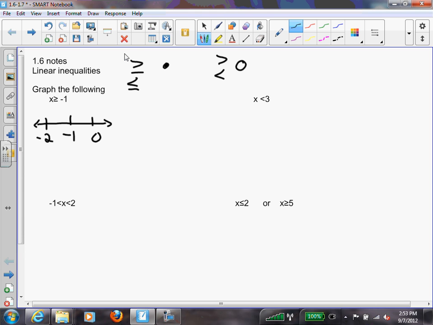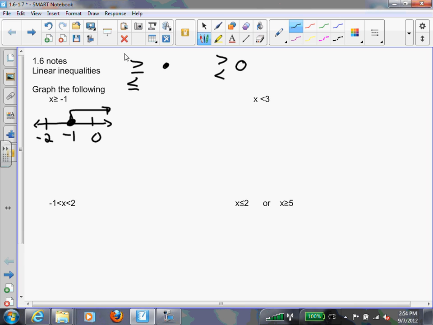Yes? I don't require 0. All right, and this would be a solid dot, and which way would be greater than? To the right or to the left? To the right. Yeah. Okay. Values greater than -1 are all the positive values, right? Values less than -1 would be going left.